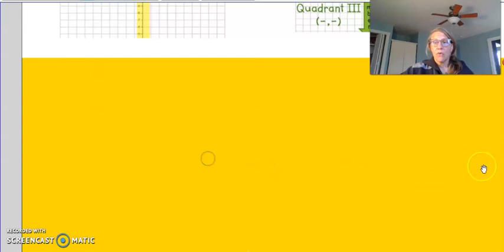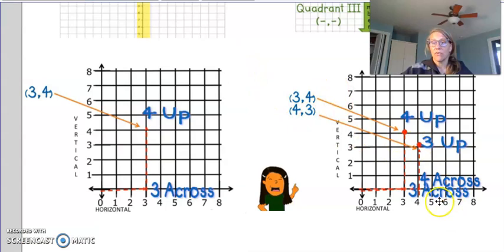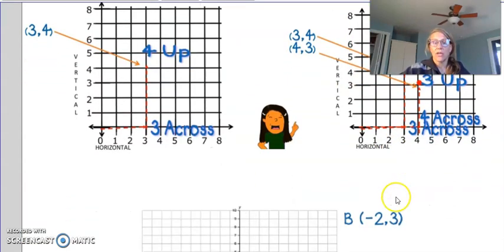Okay. If we look at the other side here, the opposite of that, (4, 3), you'll notice it's in a completely different place. It's at x is 4 because that is our first coordinate, and y is 3. So it's across 4 and up 3. Okay, so those 2 points are very different from one another. So you really need to be careful when you're plotting those points.